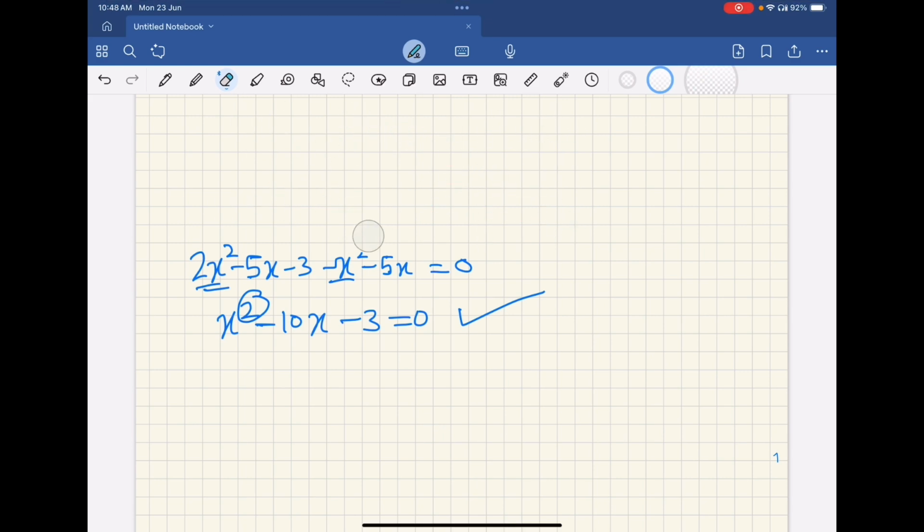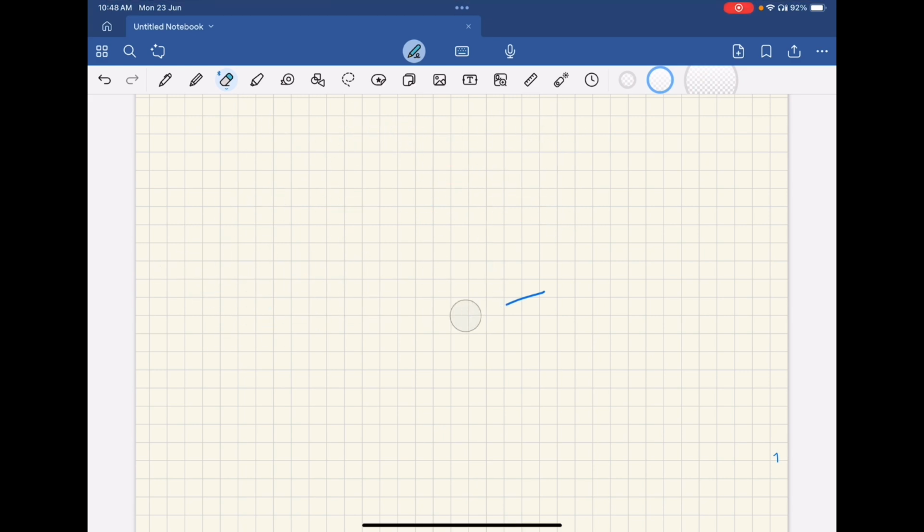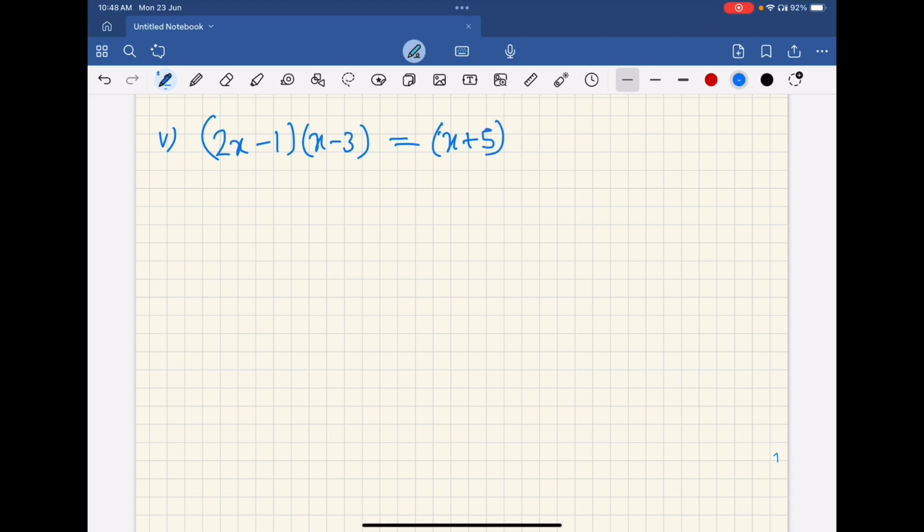Now students, let's go to the next question, which is question number 5 of the first one. Again, you can pause the video and try to solve the question yourself and then start the video and see if you have got it right. Okay, so this is the question. Again, pause the video, solve it yourself, and then come back and check whether you did it right or not. So now let's do this.